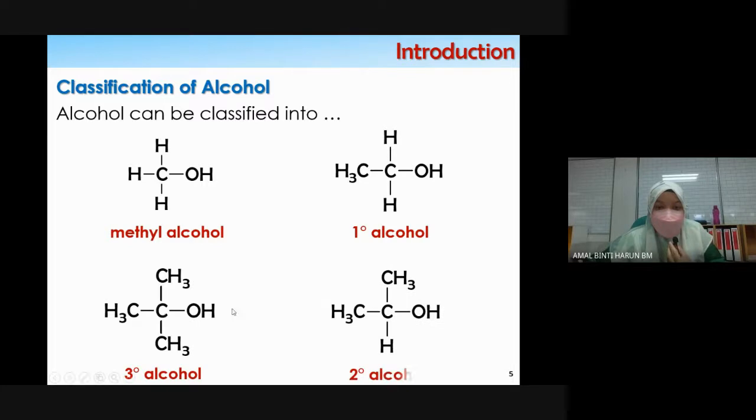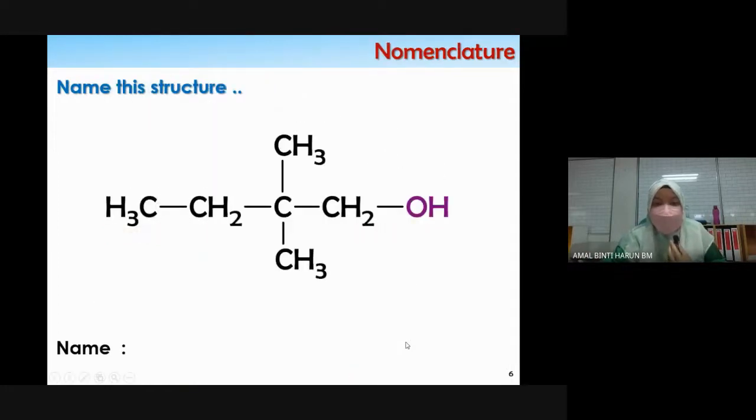Okay, what about this one? OH bonded to this carbon. This carbon is secondary carbon because it's attached to 2 carbon. So secondary carbon, secondary alcohol. Okay, tengok di mana OH tu. Alright, for the naming of the alcohol, it depends on how we name the alkane.